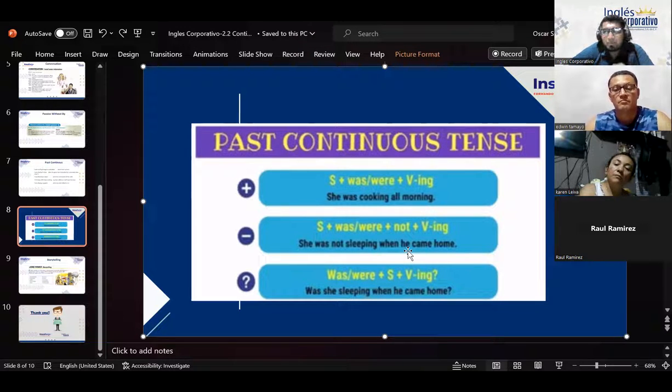So that means that you're trying to find out whether or not the activity or that specific thing was actually happening when, well, he did the other part, which was arriving home. So here, as I said, it's something simple. The first one is simply to refer to something that someone was doing.